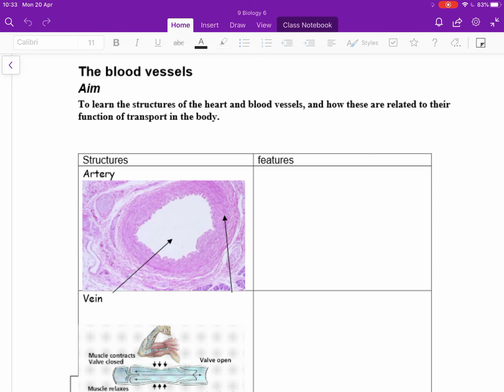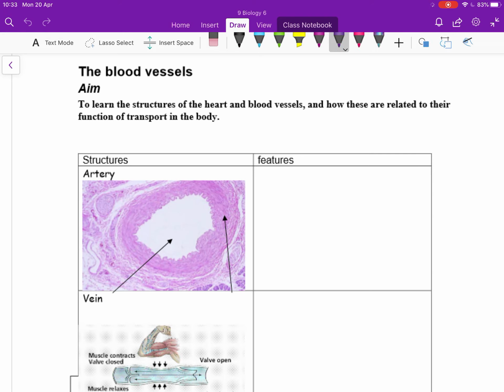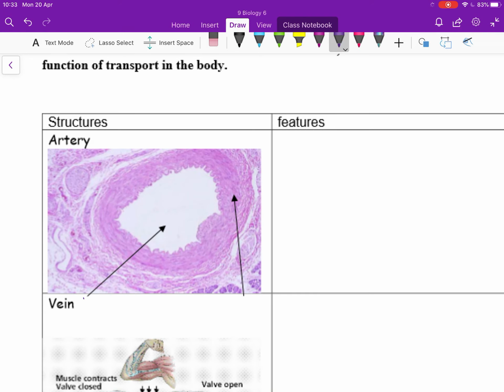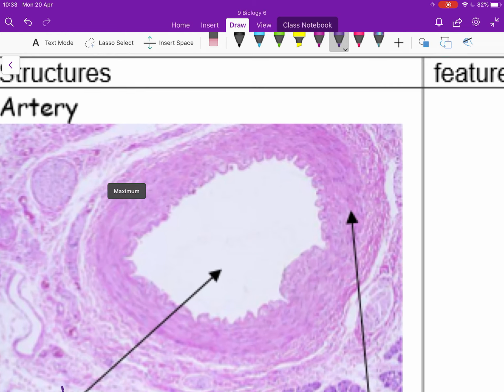The first part then, looking at the blood vessels. So this is a great photo. This is a photo taken with a light microscope, so you can see quite a lot of the structures of an artery here. The first label that I've put on here, the lumen, refers to the inside space of any blood vessel, not specific to an artery.